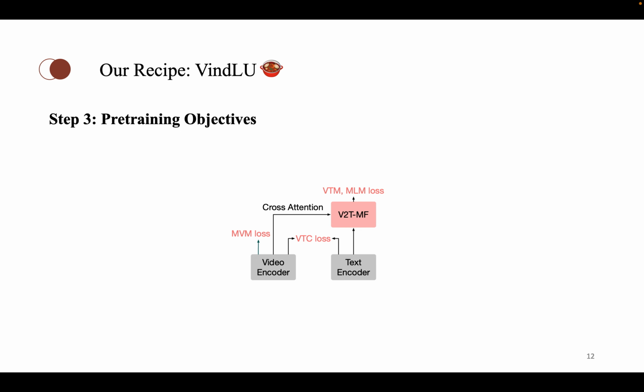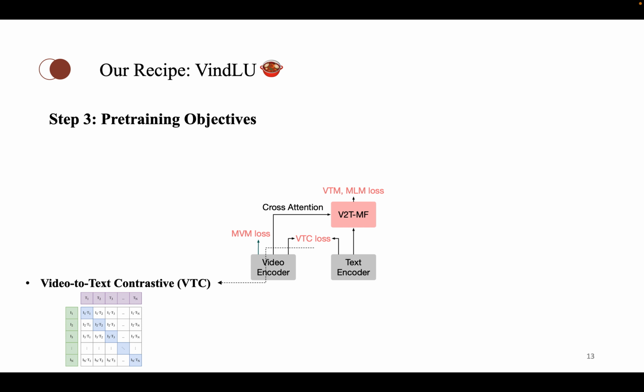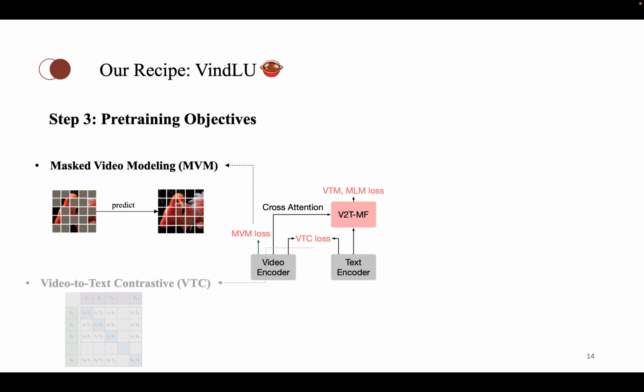Step 3 is to investigate how important each pre-training objective is. Video-to-text contrastive loss aims to maximize the score of paired video text and minimize the score of unpaired video text. The second is the masked video modeling loss. 50% of the patches are masked, and the target is to predict the masked patches.